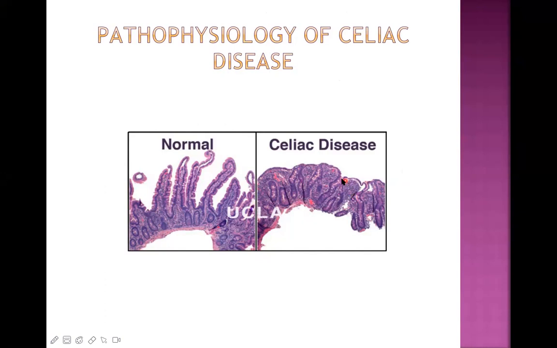In celiac disease, where are those finger-like projections? Where are those leaf-like projections from the surface? Okay, it's looking very flat. Now food cannot be absorbed because food gets absorbed through these villi. Okay, this is the major problem in celiac disease.